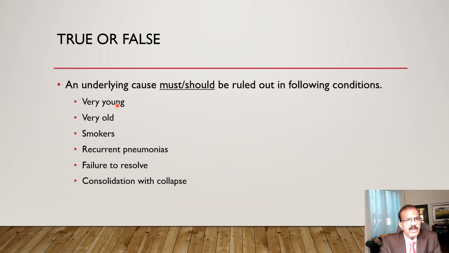So, true and false: an underlying cause must be ruled out in the following conditions. If somebody who's very young develops pneumonia, somebody who's very old develops pneumonia, smokers, recurrent pneumonias, failure to resolve, consolidation with collapse. I'm not sure if I should use the word must, but I think should. So all these patients should have underlying disease ruled out, just to be sure that we're not missing anything.